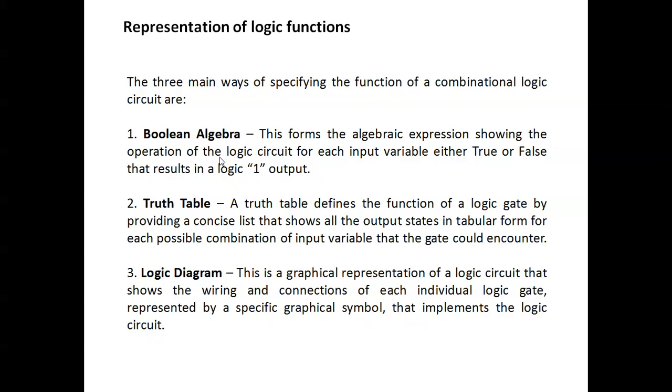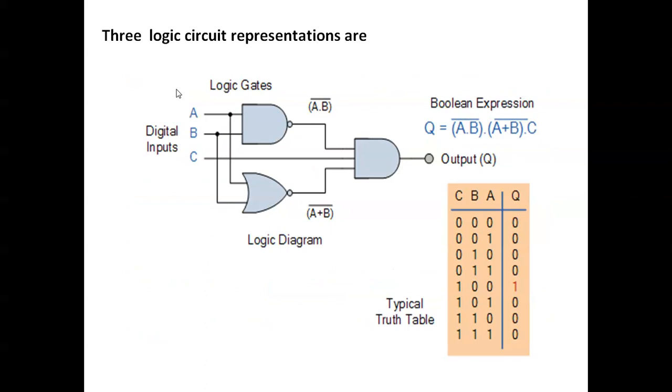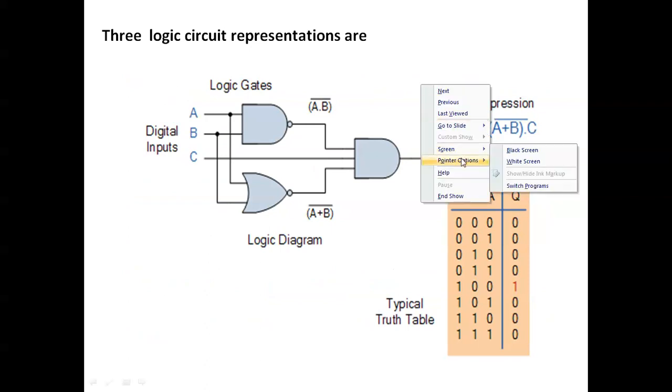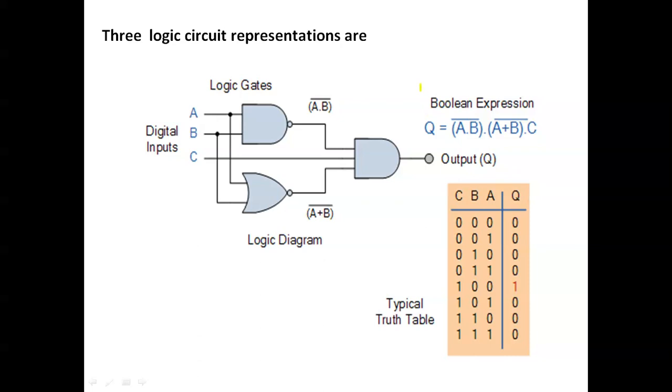A logic diagram is a graphical representation of the circuit. It has AND gates, OR gates and XOR gates, implemented using logic circuits. This is a Boolean expression example: Q is equal to the bar of A dot bar of (A plus BC) dot C, with a bar over the whole expression. That is the Boolean expression example, then the truth table, and then the logic diagram, which is a graphical representation using logic gates.